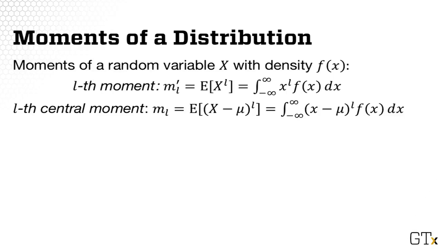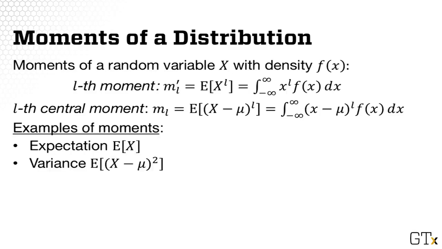What are the moments of a distribution? For a random variable x with density function f of x, the nth moment of the distribution of x is the expectation of x to the nth power, or the integral of x to the power n times the density function. Similarly, we can define the nth central moment, which is the expectation of x minus the mean of x to the power n. Thus, for this moment, we center the random variable to its mean.